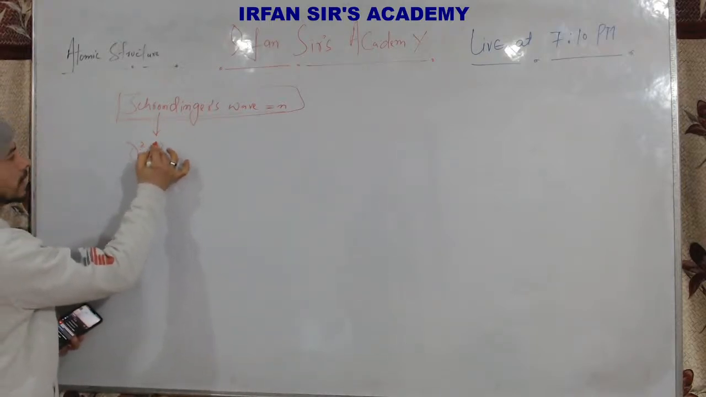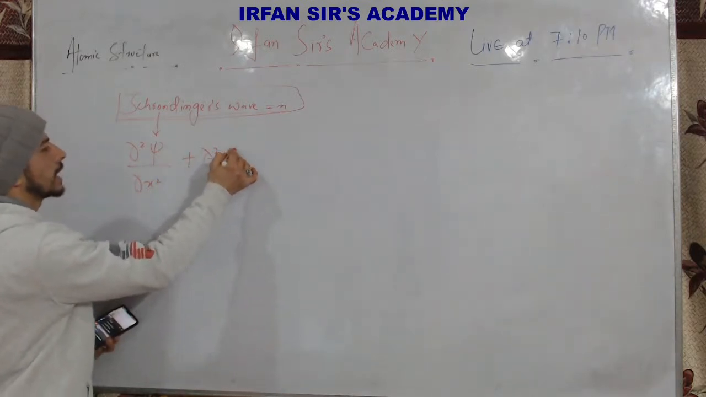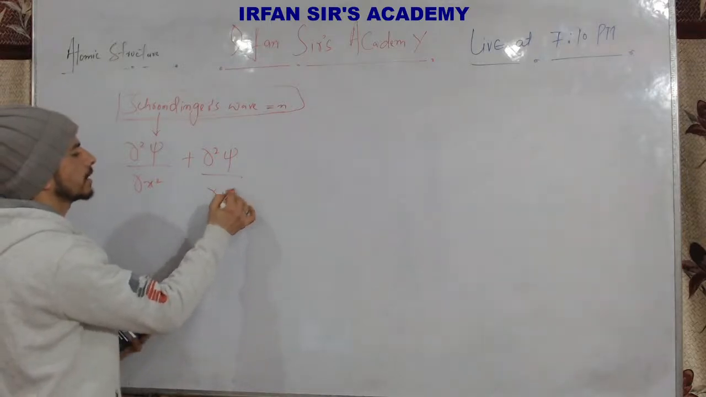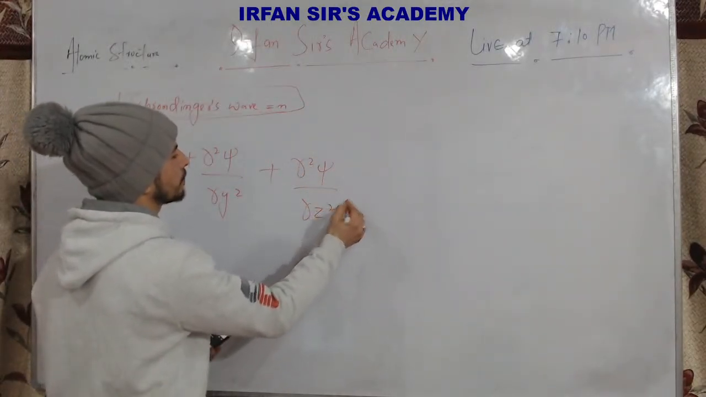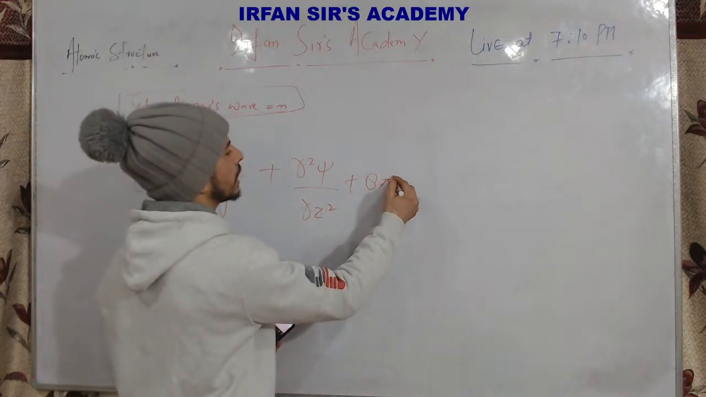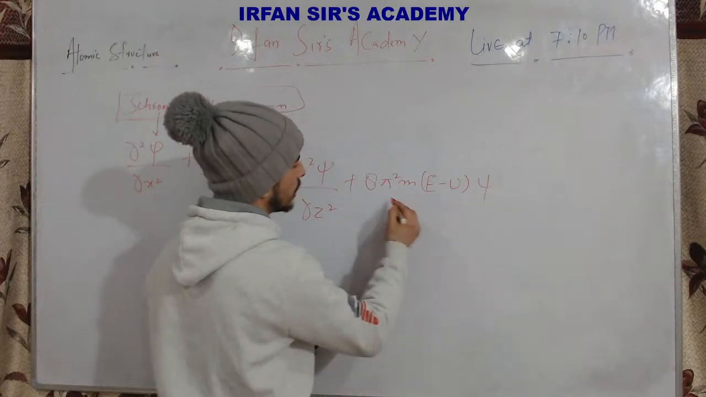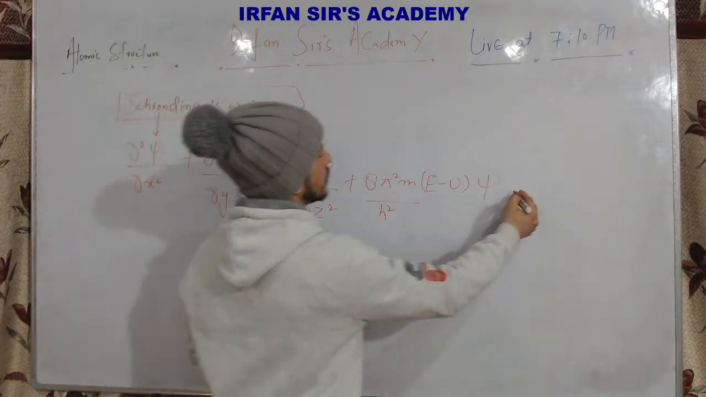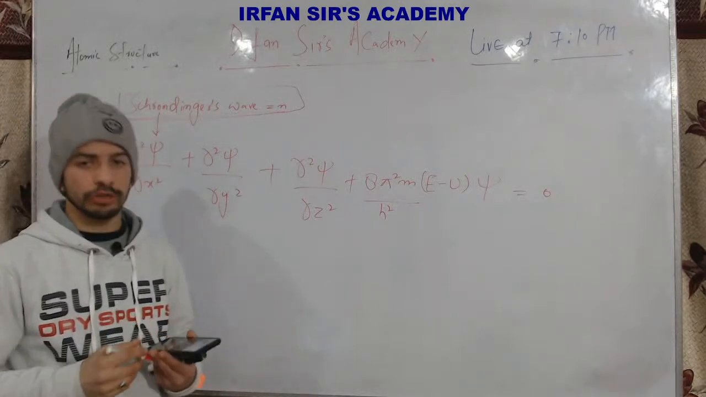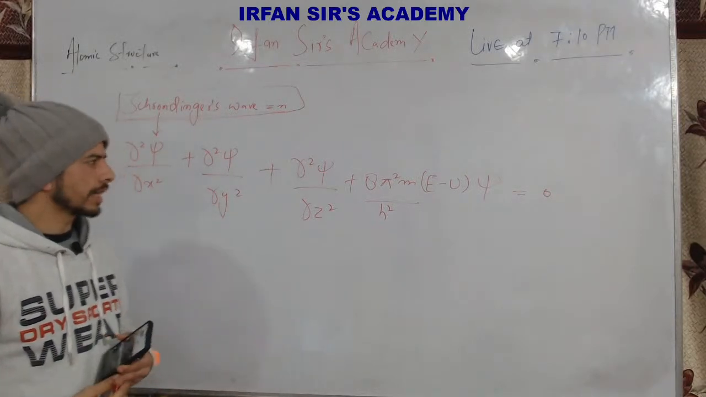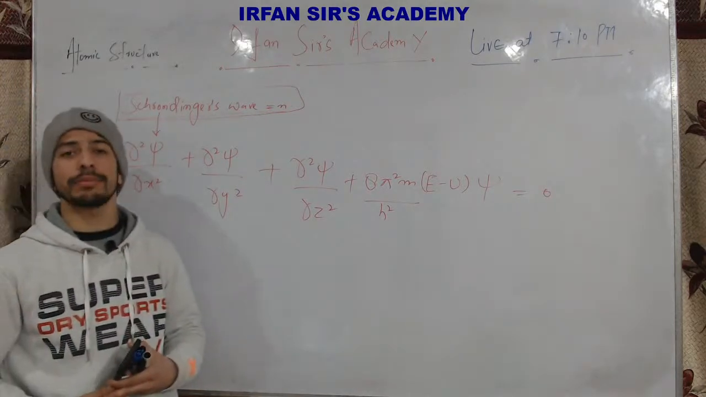The Schrodinger wave equation is: del squared psi upon del x squared plus del squared psi upon del y squared plus del squared psi upon del z squared plus 8 pi squared m into (E minus U) psi upon h squared equals 0. This is the equation given by Schrodinger, and the del here is a partial derivative, a second partial derivative.